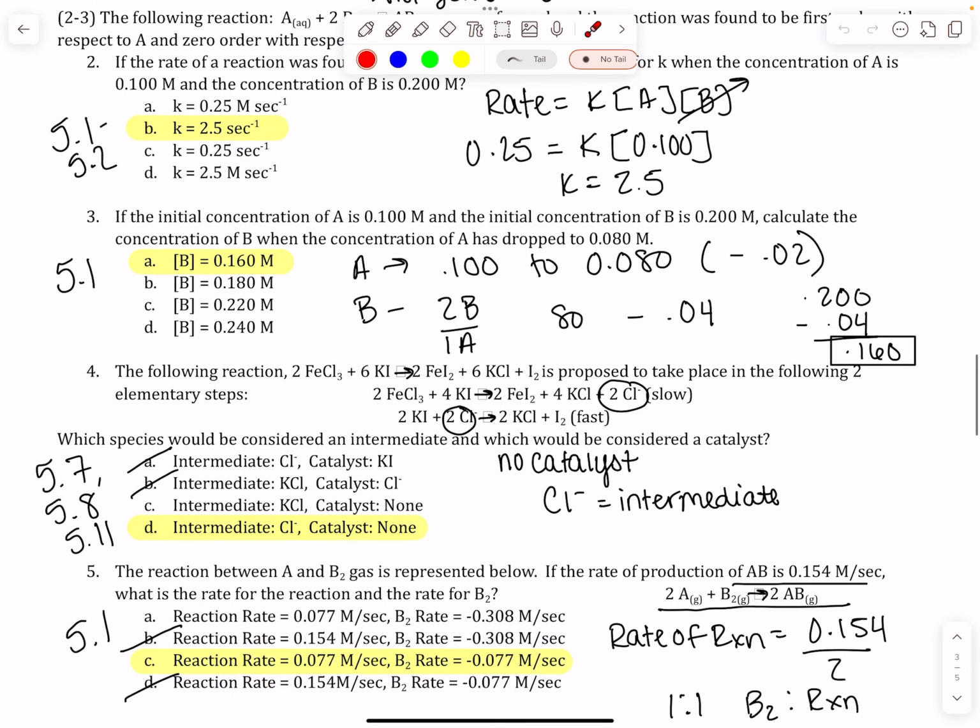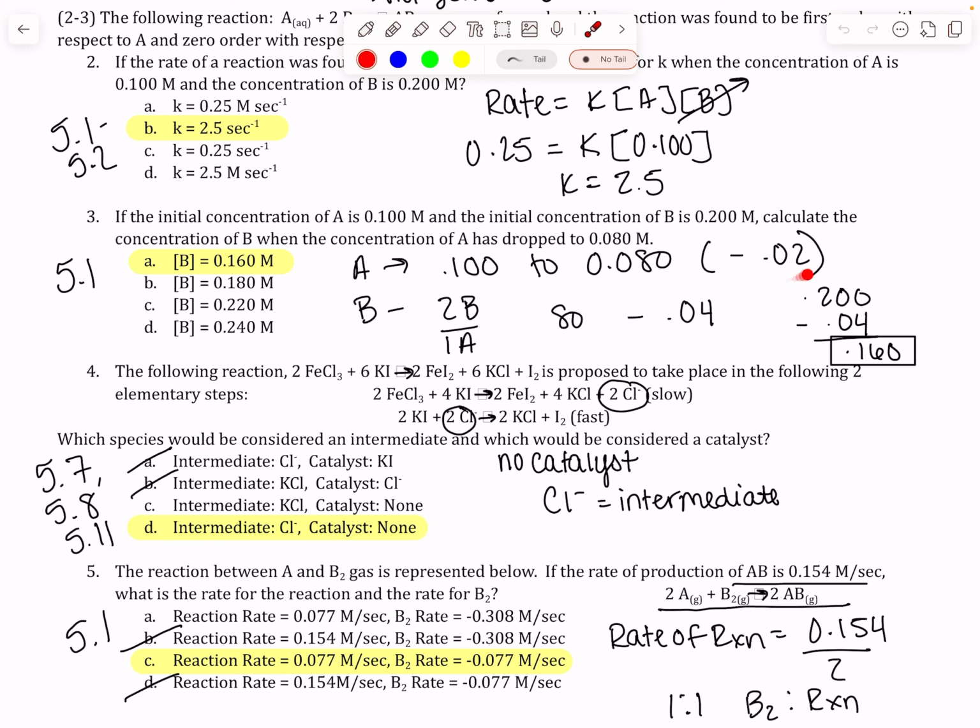Number 3 says that if the initial concentration of A is 0.1 molar and the initial concentration of B is 0.2 molar, calculate the concentration of B when the concentration of A has dropped to this. So this is a real 5.1 question, which is, remember, the difference. It's like that first graphing question we did for the UDO in 5.1. So A went from 0.1 to 0.08.